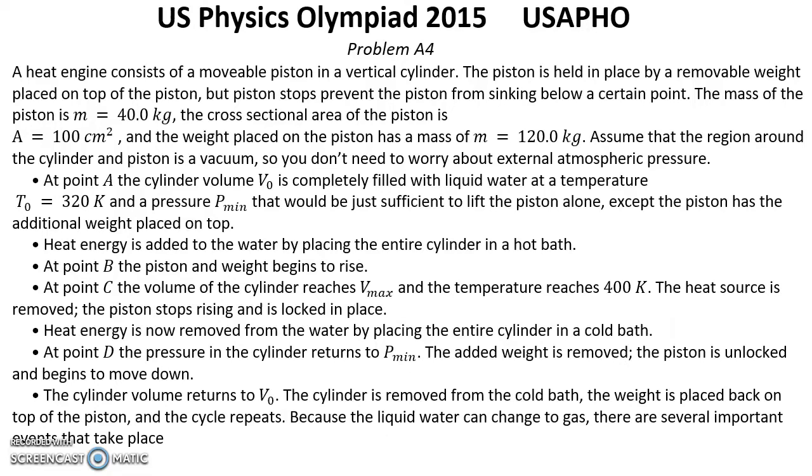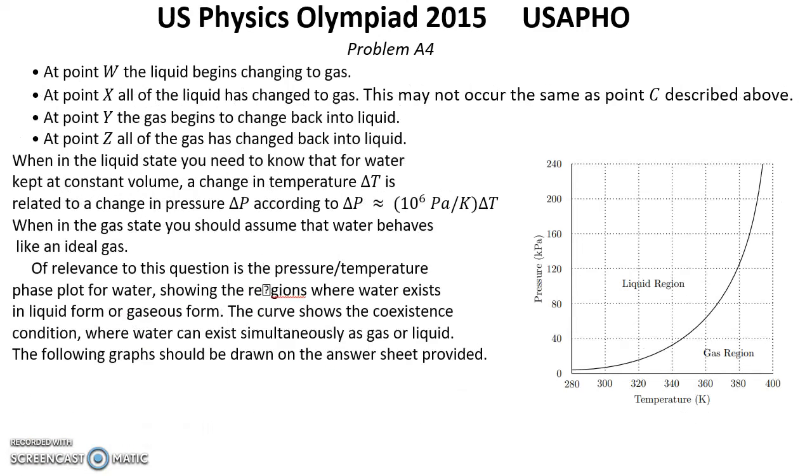Because the liquid water can change to gas, there are several important events that take place. At point W, the liquid begins changing to gas. At point X, all of the liquid has changed to gas. This may not occur the same as at point C described above. At point Y, the gas begins to change back into liquid. At point Z, all of the gas has changed back into liquid.